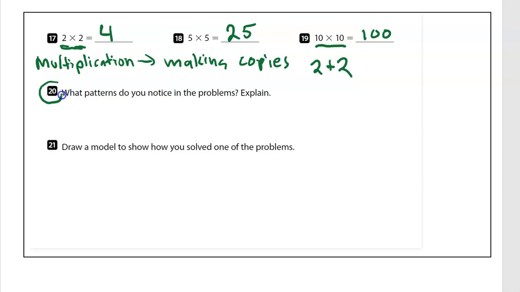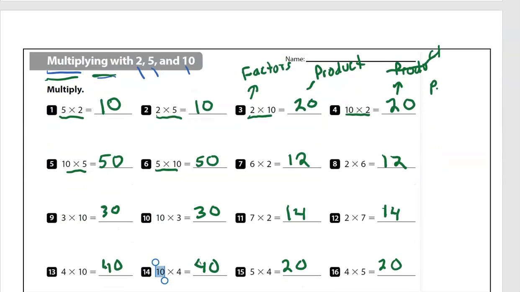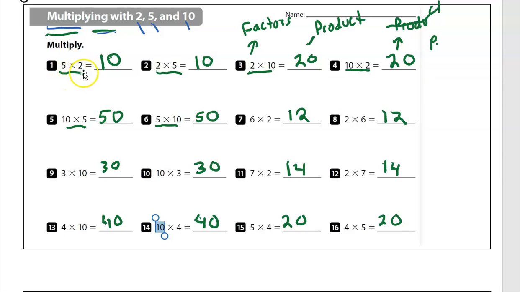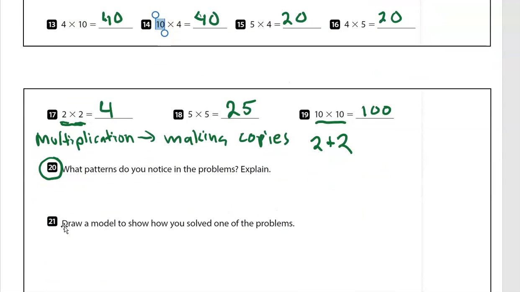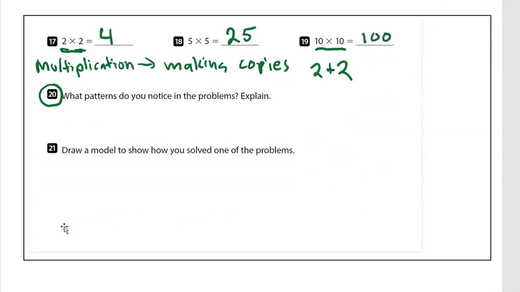Explain. Well, if we go back to the problems we were looking at before, we talked about this pattern. We noticed that when we changed the factors, our product stayed the same. So that was a pattern we saw. Same product, but the factors were changed. As far as a pattern right here, these are just called squares. And so I would go ahead and write down what we saw earlier. Something like this.